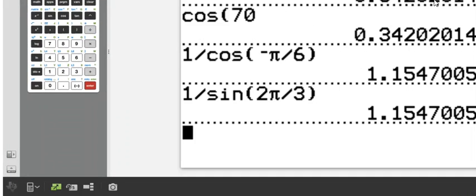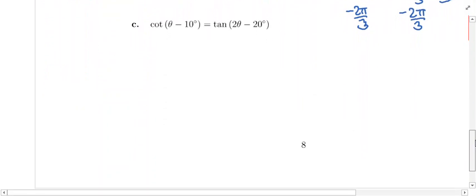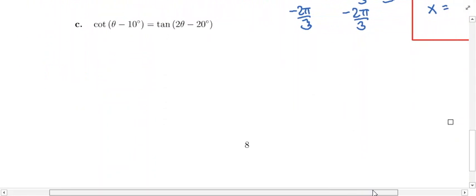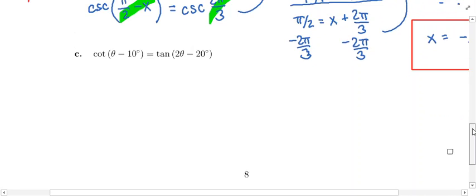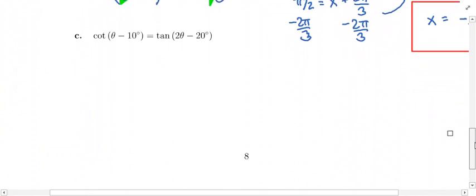Okay, let's try one more. The last one here in part C is the cotangent of theta minus 10 degrees is equal to the tangent of 2 theta minus 20 degrees. So this one's a tad bit different. When you looked at parts A and B, in part A, you had sine theta. In part B, you had secant x. So you had a very simple argument.